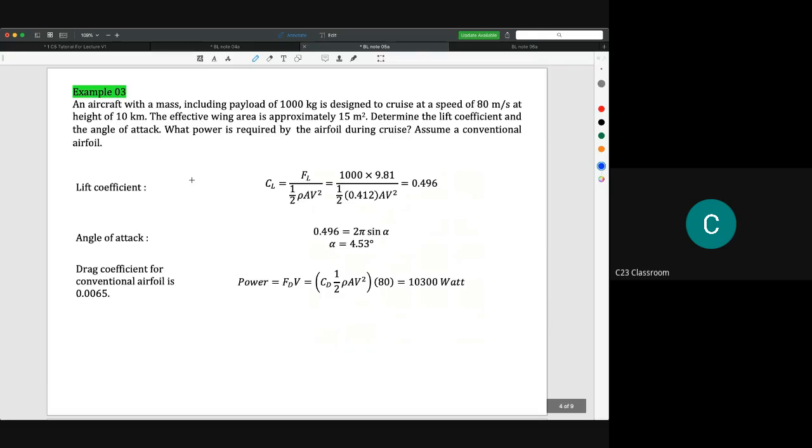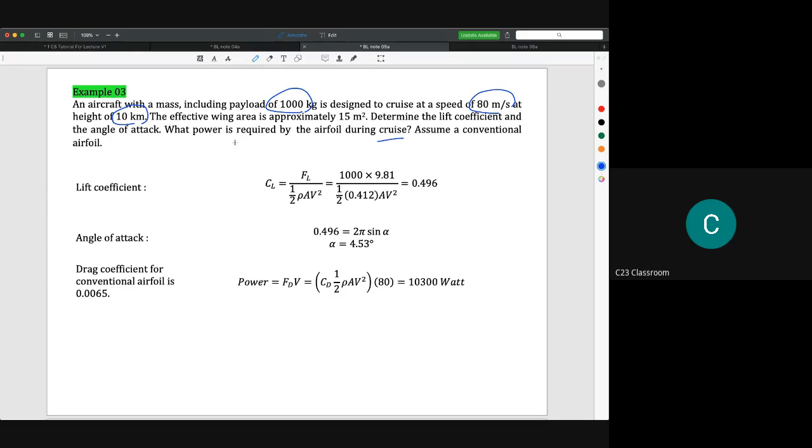So for example 3, an aircraft with a mass including payload of 1,000 kilogram. So payload here is actually the mass of the aircraft plus load that is carried by the aircraft. It's designed to cruise at a speed of 80 meters per second at a height of 10 kilometers. The effective wing area is approximately 15 meters square. Determine the lift coefficient and the angle of attack. What power is required by the airfoil during cruise? Assume a conventional aerofoil.